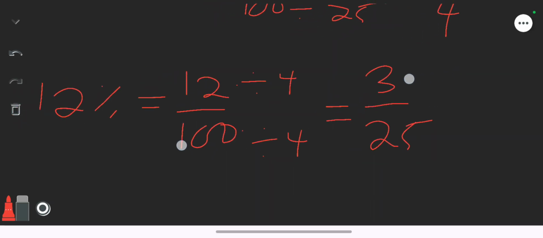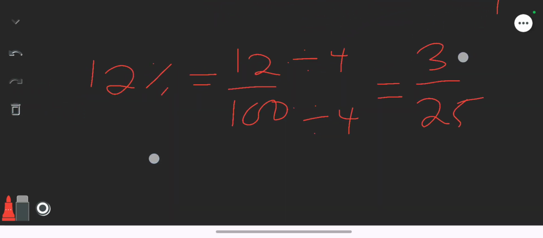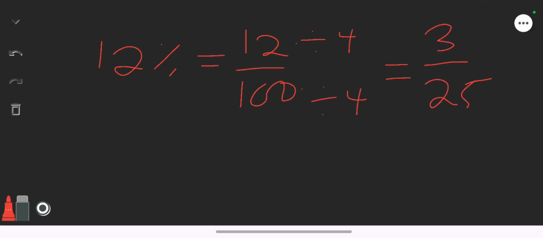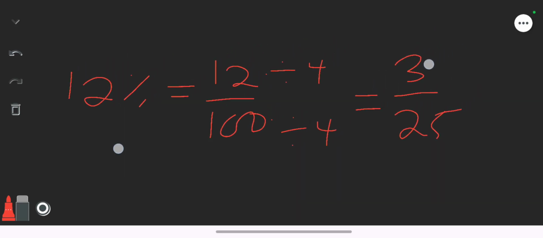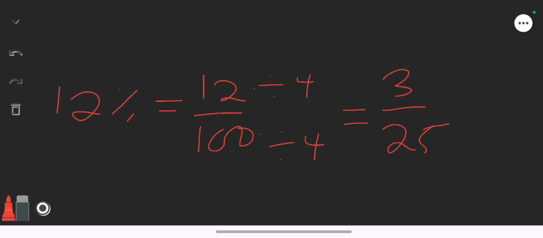Okay, and there we go. This is how you can convert fraction to decimal and decimal to fraction. And these are the relationships between fraction, percentage, and decimal, or fraction, decimal, and percentage, and then back to fraction again.